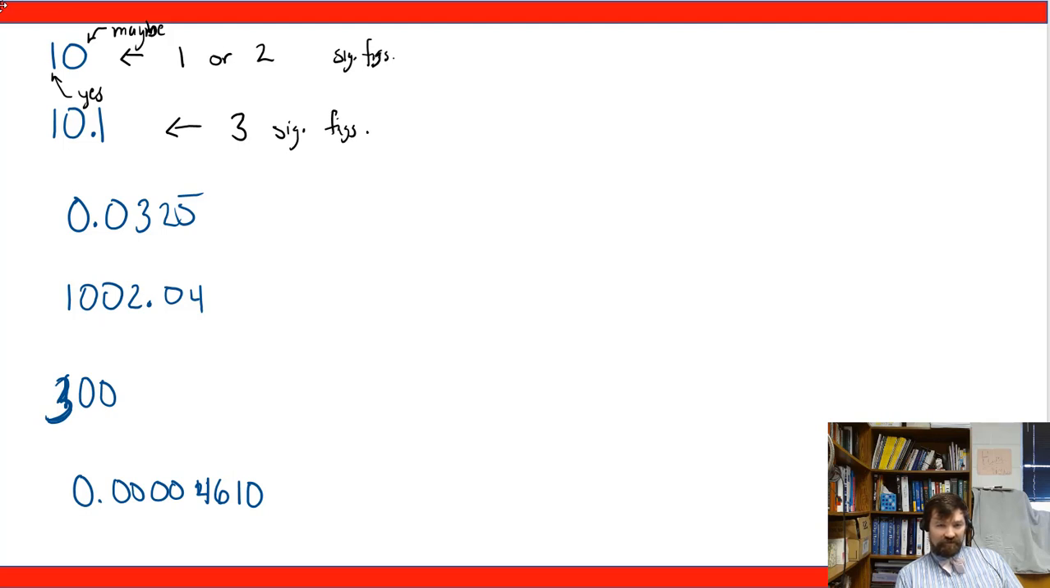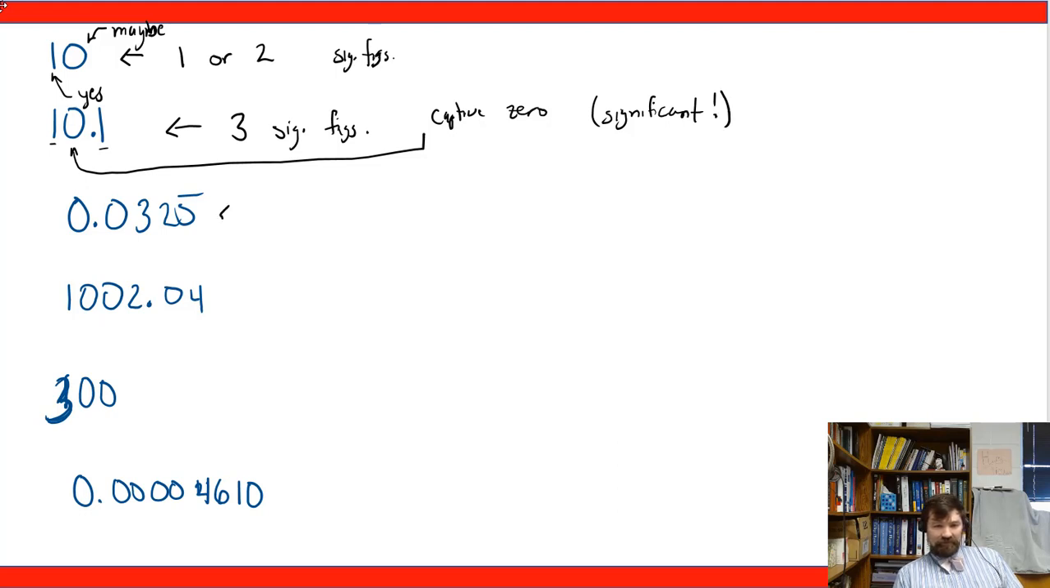Okay, next number down, this one actually is known to have 3 significant figures. Why? Well, because this and this, the two ones, they're always significant. This 0 that's between two other significant digits is what's called a captive 0. So it is significant because it's between two other significant figures. This number right here also has 3 significant figures. Basically, these are all non-zero, so 3 non-zeros. There's no captive zeros.